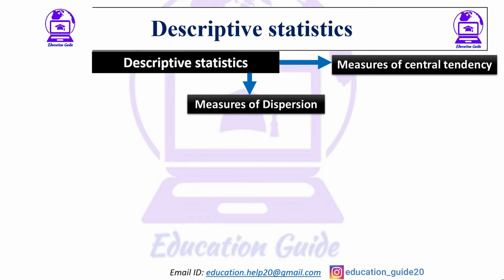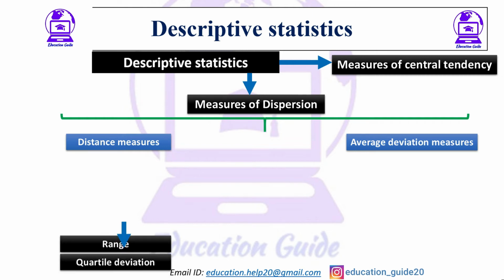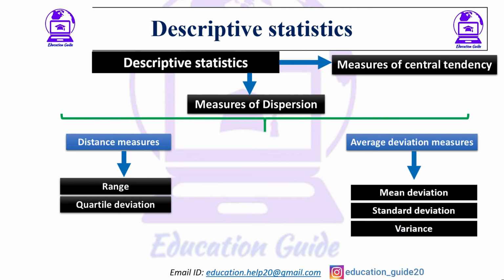The measures of dispersion can be distance measures or average deviation measures. Distance measures mainly include range and quartile deviation. Range is the simplest measure of dispersion, calculated simply as the difference between the highest and lowest estimates of a data series. Quartile deviation is also included in distance-based measures of dispersion. Average dispersion measures include mean deviation, standard deviation, and variance.